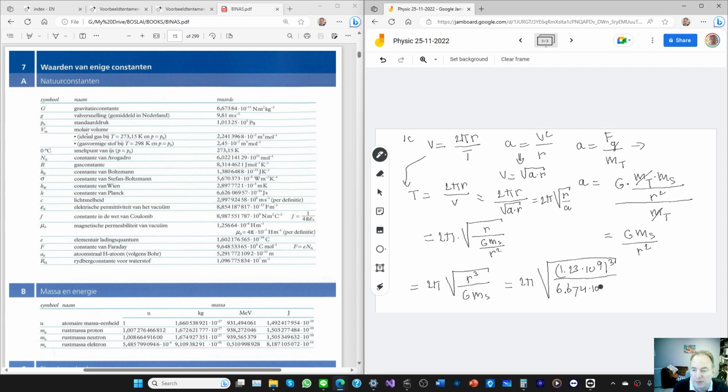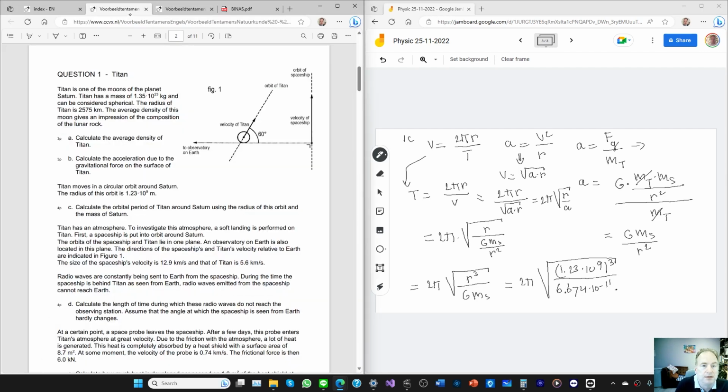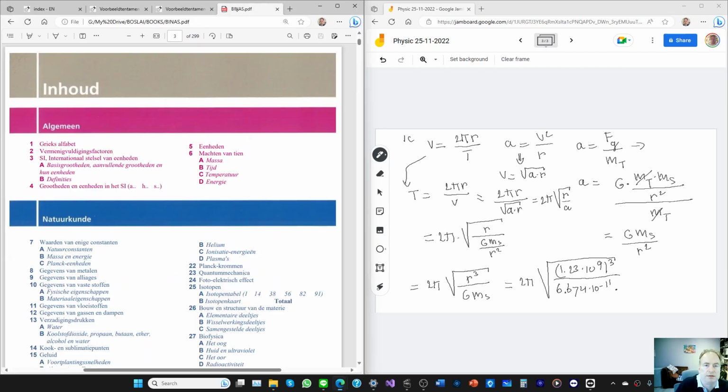6.674 times 10 to the power minus 11. And I need to multiply this by the mass of Saturn. Okay, so maybe it's in Venus.